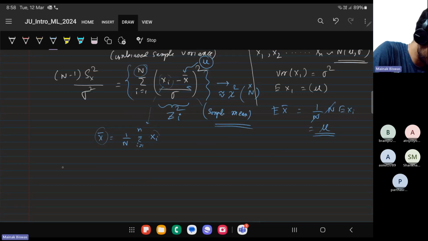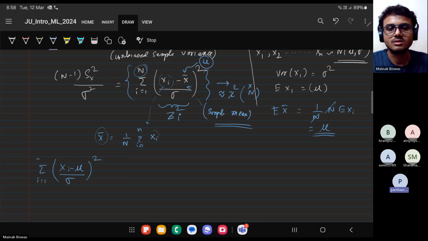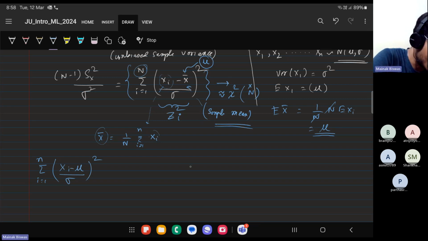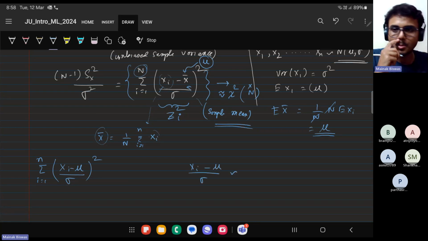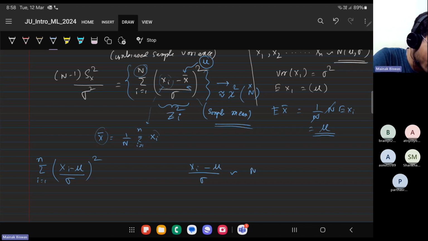Yes. So let us ask this question. What do you think about this distribution? Summation of i equal to 1 to n. How is this distributed as? Anyone else? Other than Partho? My first question is, how is x minus mu by sigma distributed as? Normal 0, 1. So how is this distributed as?